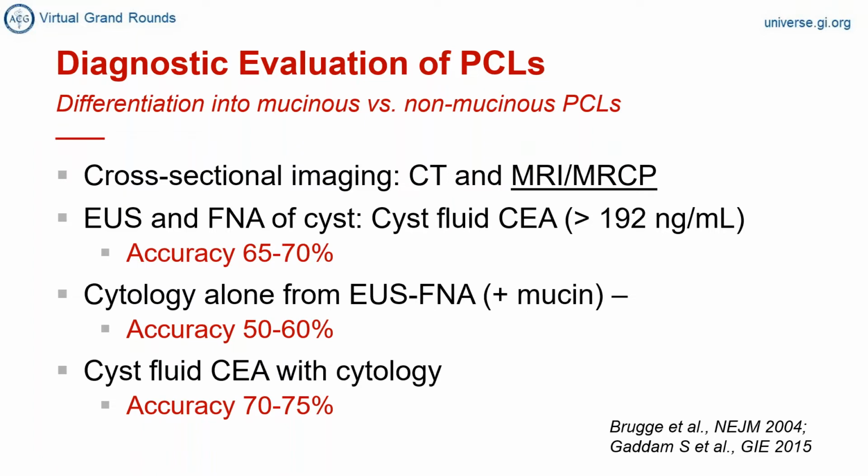Sending the cyst fluid for CEA, a value of more than 192 points towards a mucinous cyst with an accuracy of 65 to 70%. Cytology of the cyst fluid has an accuracy of 50 to 60% by detecting mucin, again diagnosing mucinous cysts. And if you combine CEA and cytology, you optimize the diagnostic evaluation, reaching at most a maximum of 75% in diagnosing or differentiating mucinous from non-mucinous cysts.